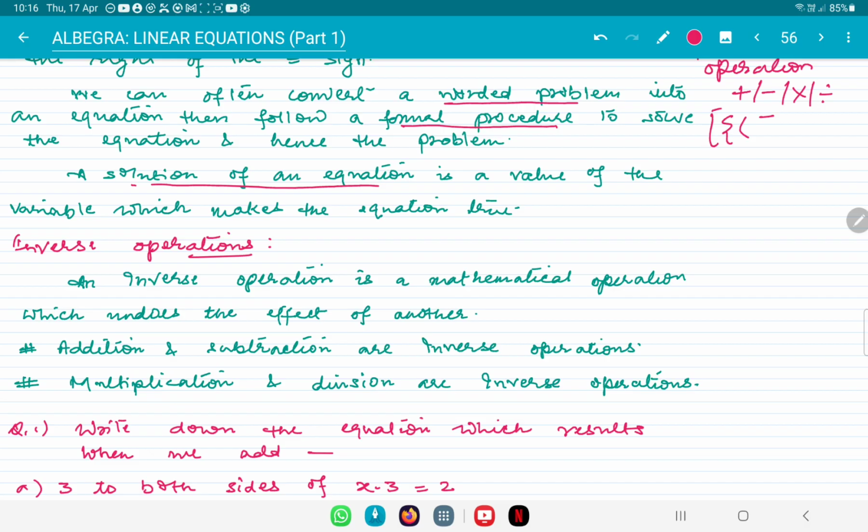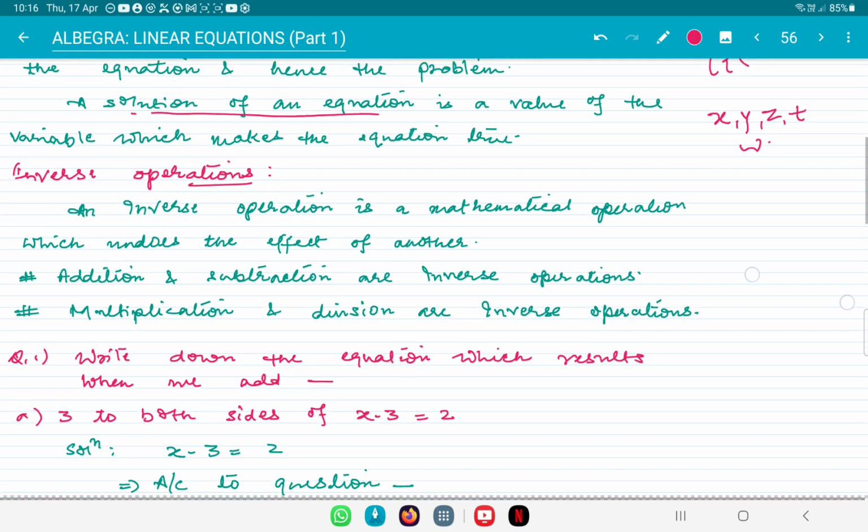A variable can come in any form. It can come in the form of x, y, z, t, w. Every time you have to find the value of the variable. Variable means something whose value is changing every time.